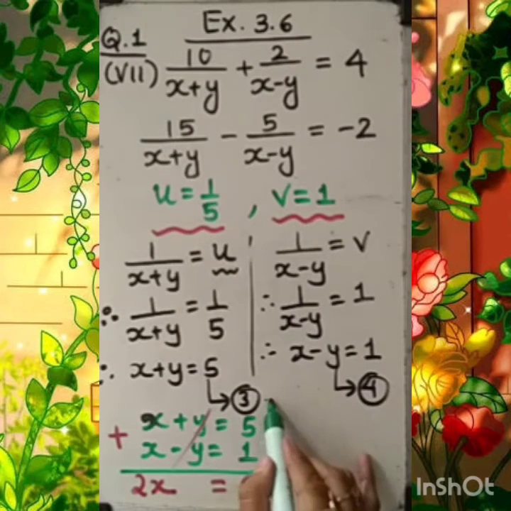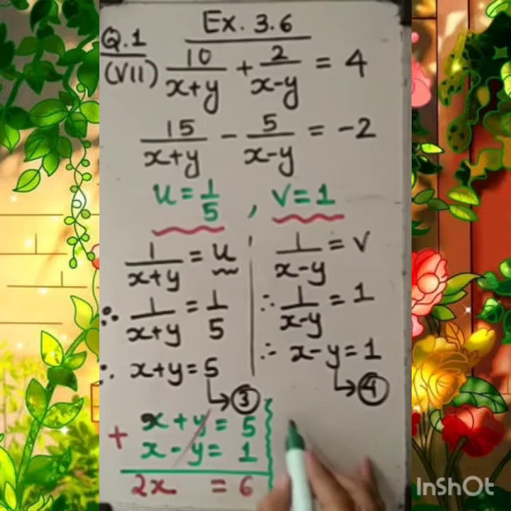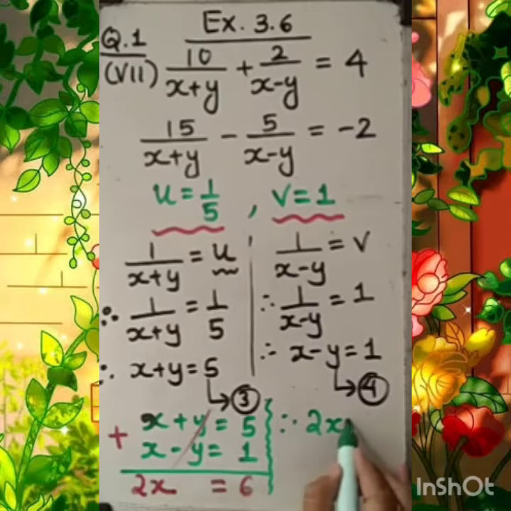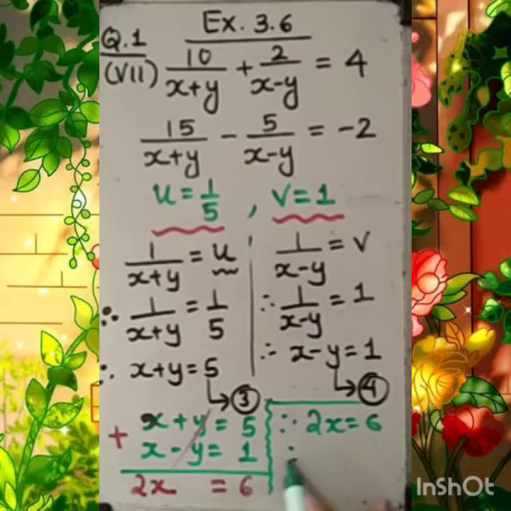Therefore, the further solution I am doing here. Therefore, 2x equal to 6. Therefore, x equal to 6 divided by 2. Therefore, the value of x we got is 3. Fine.